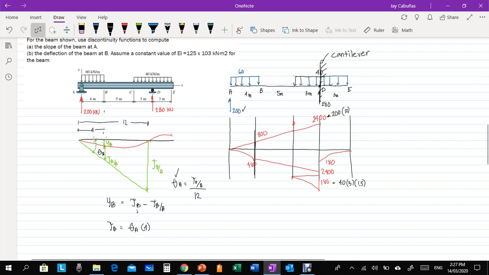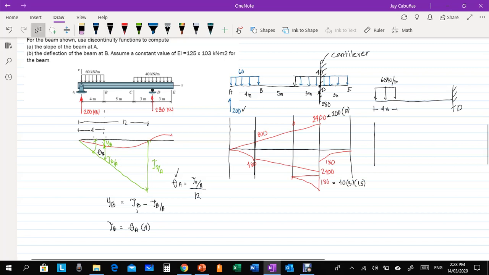So we have 60 times 4 times 2. Okay, let's say this is 60 kilonewton meter rather. So this is the cantilever beam at point D. This is 4 meters.